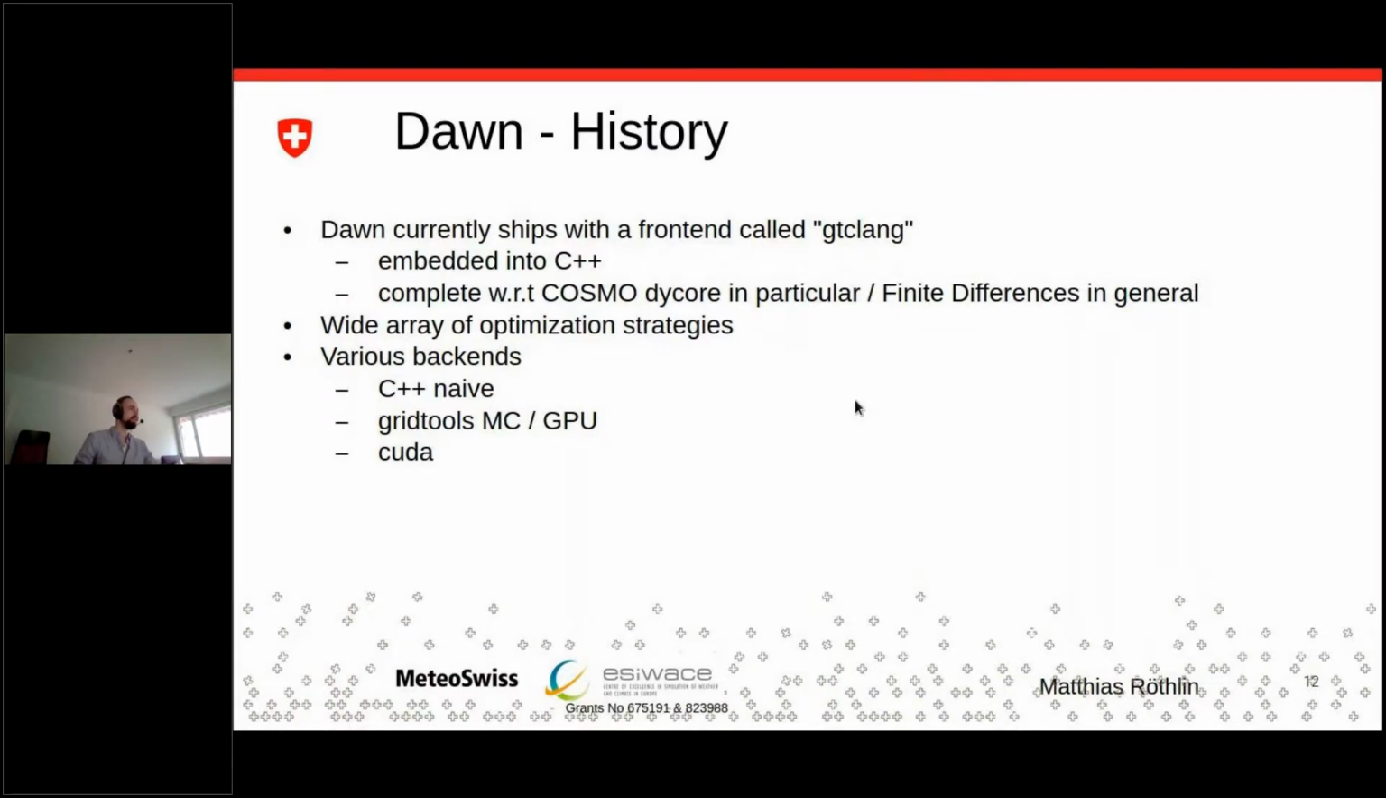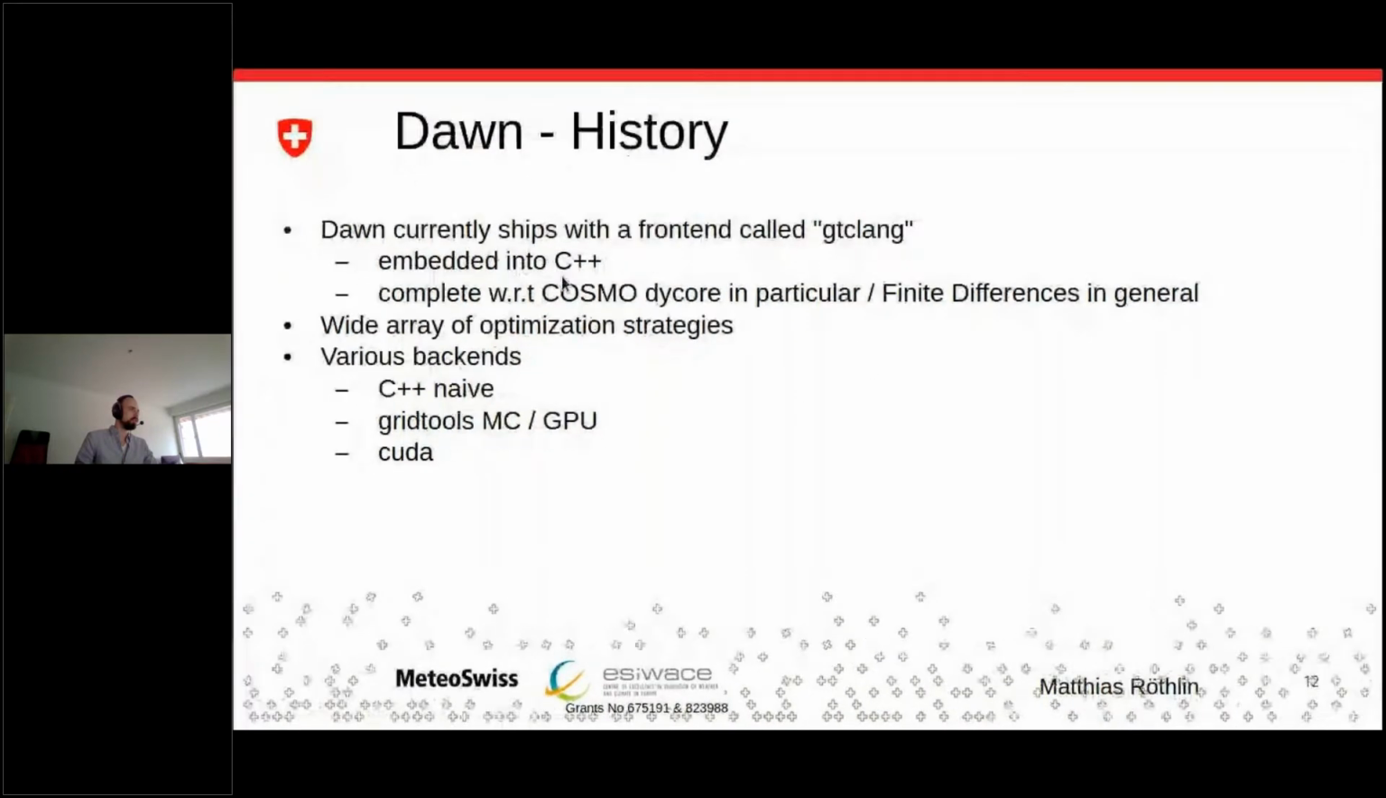Dawn has an integrated frontend called GTClang. This is a domain-specific language that's embedded into C++. It's feature complete with respect to the requirements of the COSMO dynamical core, and it's based on finite differences generally.